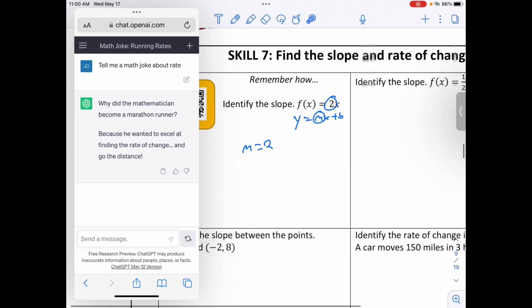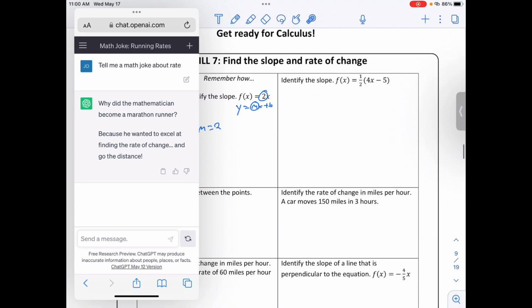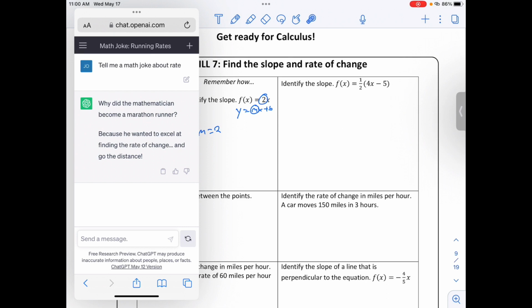Find the slope, rate of change. Hopefully an easy skill for you. Keep working through this packet as you get ready for calculus and kind of hone in on all the skills that you'll need to hit the ground running.